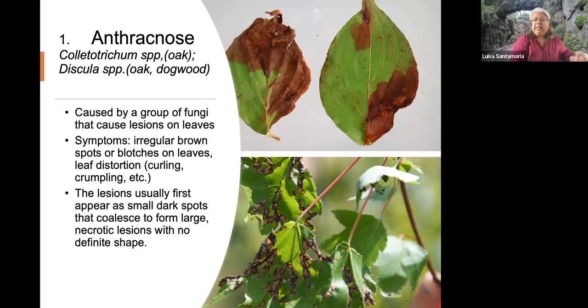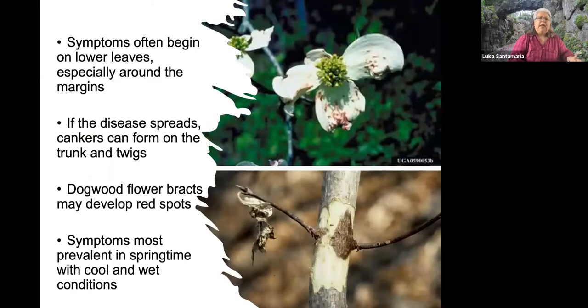One of the characteristics of anthracnose is that, as you see here, the lesions don't have any definite form. Everything is irregular lesions. Most of these symptoms start in the lower leaves, especially around the margins. The disease can even localize in the base of the twigs, and sometimes could form cankers.